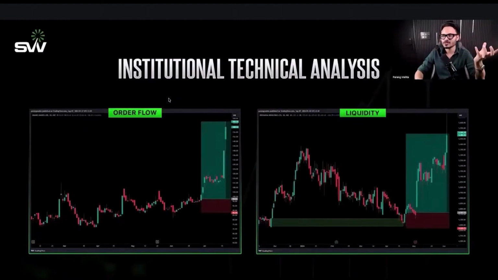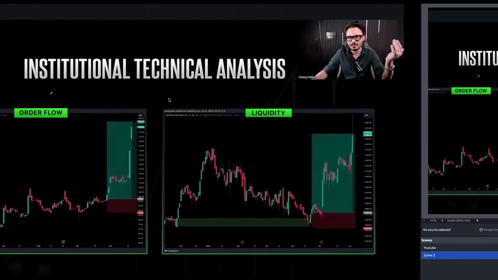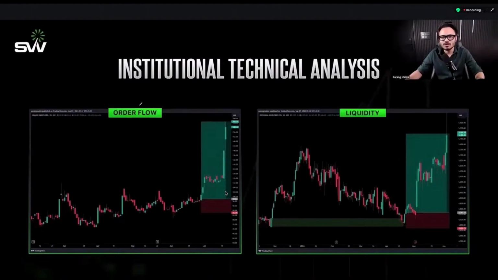Now, within institutional technical analysis, there are two major concepts we'll be discussing today, understanding and applying. Number one is order flow, and number two is liquidity. Order flow, in very simple words, just means how do we understand the flow of institutional orders in the market, right? And liquidity essentially means the prices at which institutions would want to execute their orders.